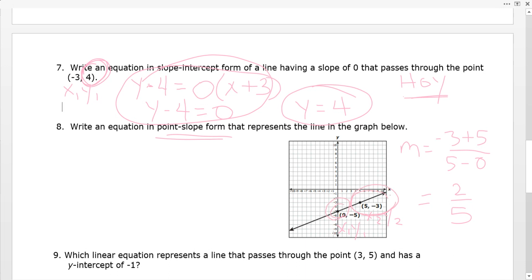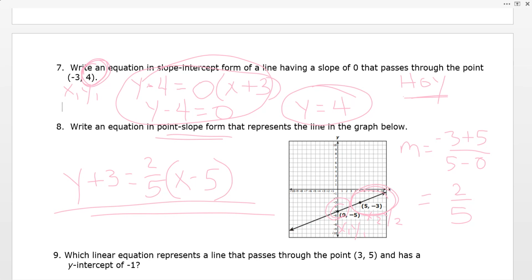Since it says point slope form, I'm not going to use the intercept. I'm going to go ahead and use this point. So I have y minus a negative 3, which means it's plus 3, equals 2 over 5 times x minus 5. And that's point slope form. So I found the slope from the points given, and then I picked one of the points to write my point slope form.